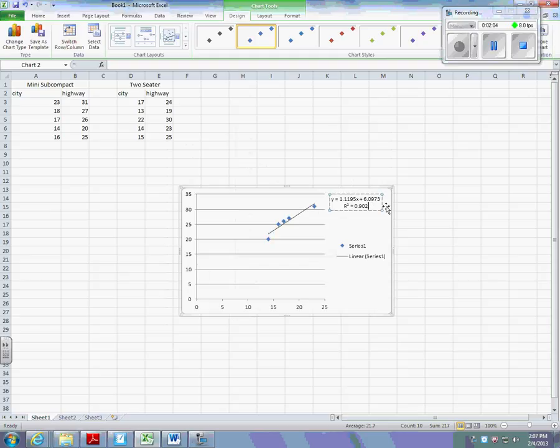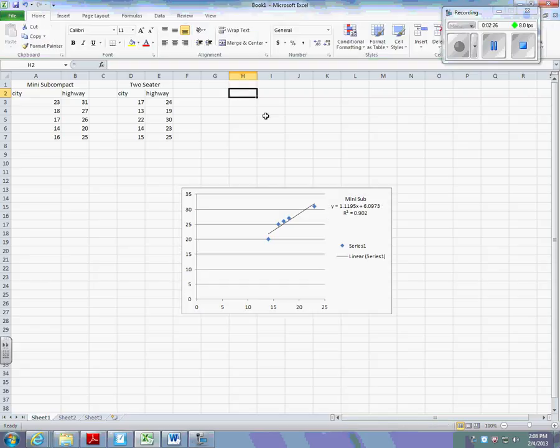Now, so I know what that is, I'm going to come in here, and I'm going to do 2 things. Up top, I'm going to label this mini sub, so I know that this data goes with that. Now here's r squared. Okay, r squared is 0.902. I talked to you guys about that, r is our correlation. So if we know that r squared is 0.902, we want to find r.